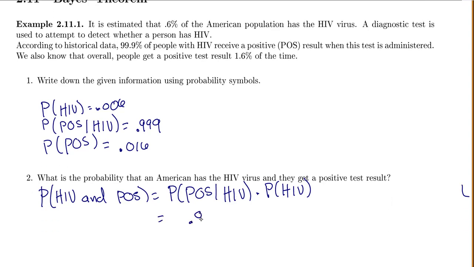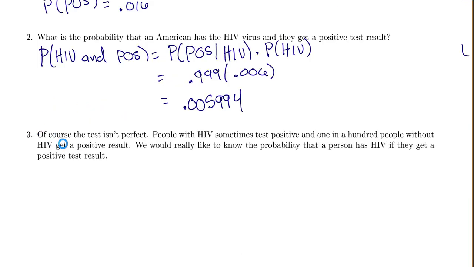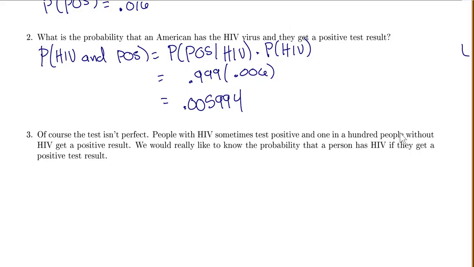So this will be 0.999 times 0.006, which should give me 0.005994. Now, of course, the test isn't perfect, so people with HIV sometimes test negative, and 1 in 100 people without HIV get a positive test result. We would like to know the probability the person has HIV if they get a positive test result.